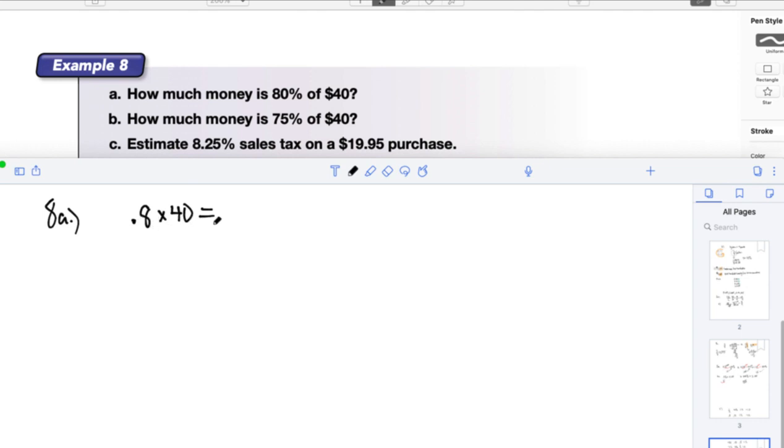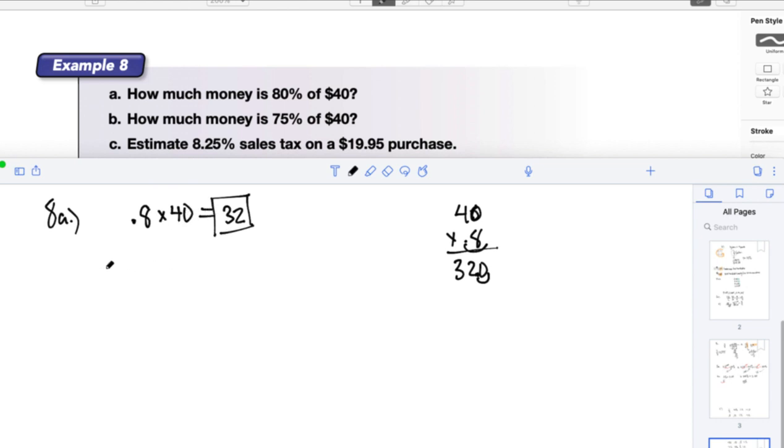So when I multiply 40 times 0.8, it's really like multiplying 40 times 8, and I get 320. But what I do is I have to count the decimal points. I've got one decimal point here, so I'm going to move this over here. So my answer is 32, which makes sense to me, right? That is a lot of 40. That's 80% of 40, which is more than 50%.